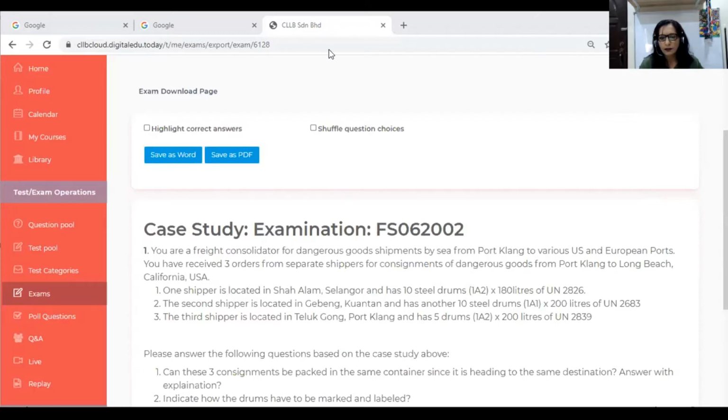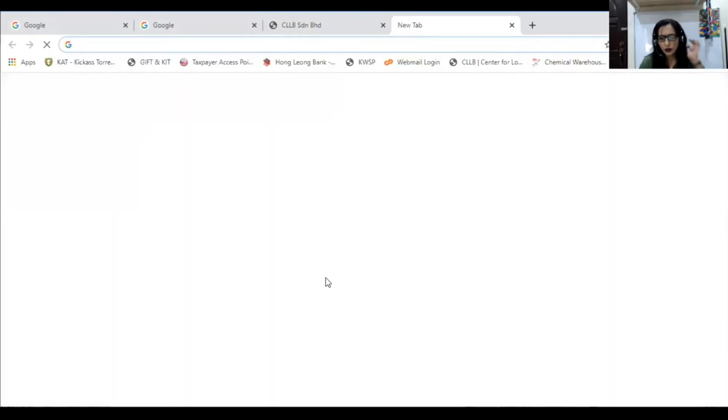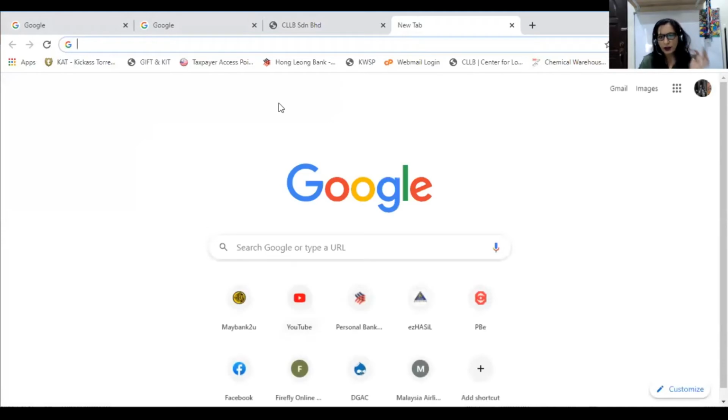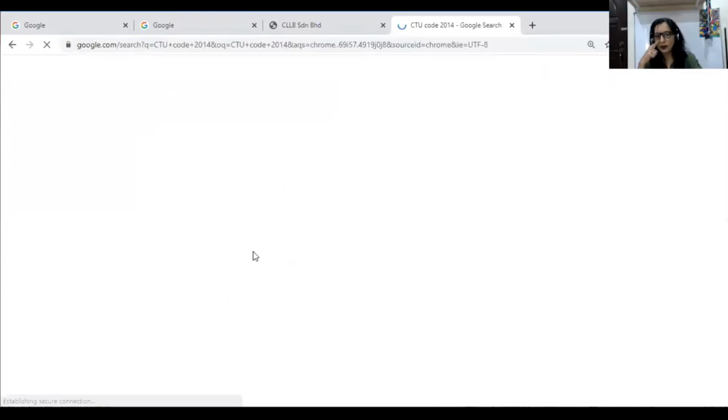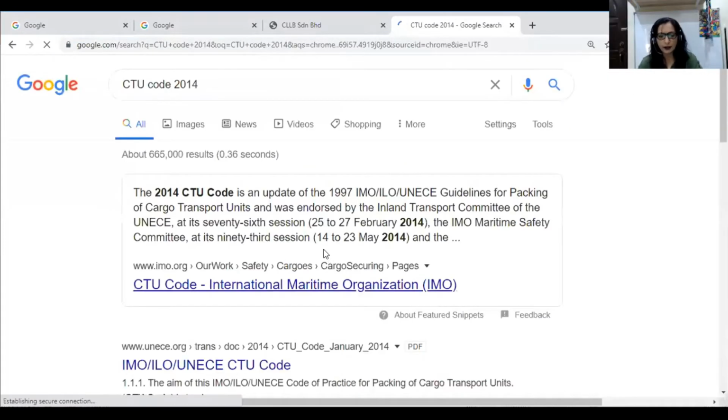and show you something else. Okay, you're looking at my Google screen, right? And I'm going to type CTU Code 2014. That's the version that's currently available. So this CTU Code 2014 is an updated version of the 97 version. They used to call it IMO, ILO.